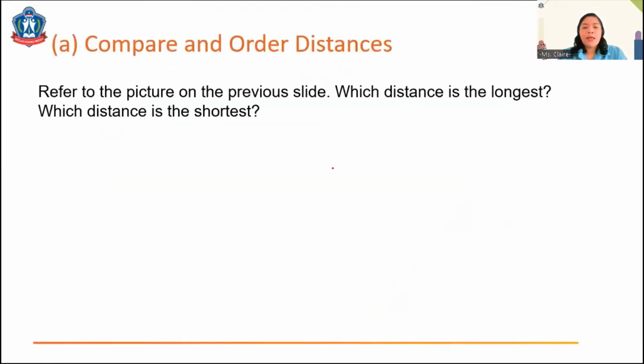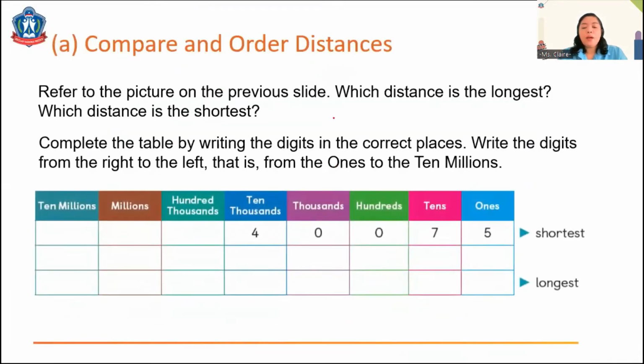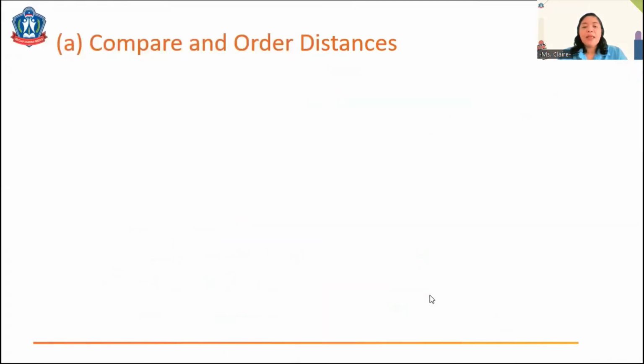Take a look. So if we are going to put them in a place value chart, the shortest distance is 40,075, and it belongs to the Earth. The second, or the middle, is 439,264. This one belongs to Jupiter. And the longest is 4,379,000, and this one belongs to the Sun.